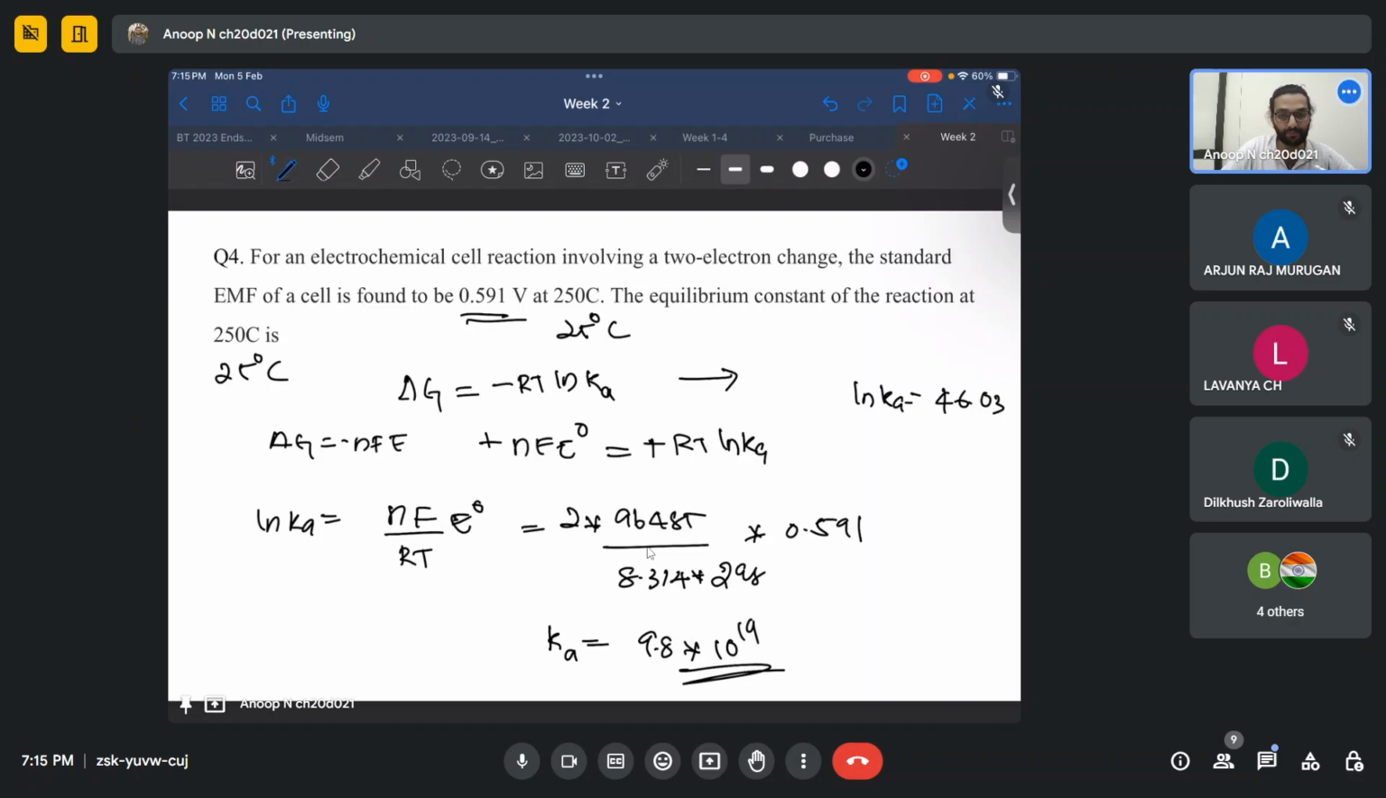That's the answer. Is it clear for everyone? Dilkush, you have posted a different answer. Since everyone was getting a different answer, I just recalculated it. So the answer is coming 9.7. Just try to calculate once again. It's just substitution. Don't forget to take 2 electrons. It's a 2 electron process, so you have to take n equal to 2. Temperature you should convert to Kelvin.